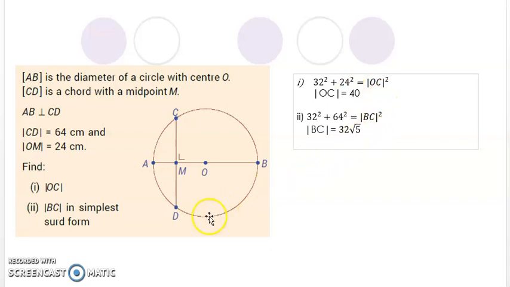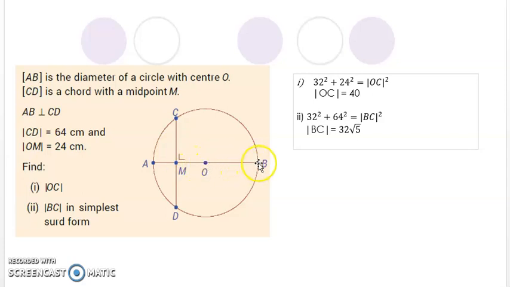For the second part of the question, we're asked to find the length of BC. So this is another right angle triangle here. We have to find the length of the hypotenuse. We know this length here is 32. We know this length here is 24.